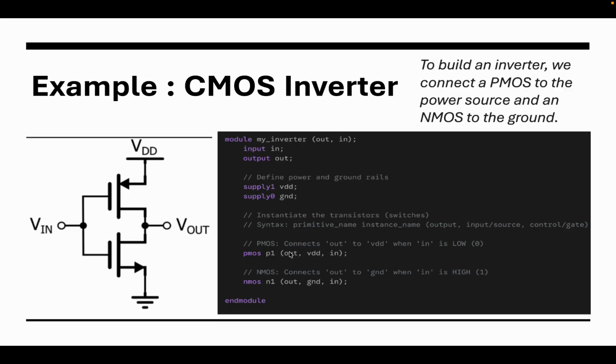Here, we are talking about connecting the output to the VDD when input is low. That means output, then your VDD and your input. VDD and your input are input pins and out is your output pin. NMOS N1 out, ground and in, because ground is here another input.